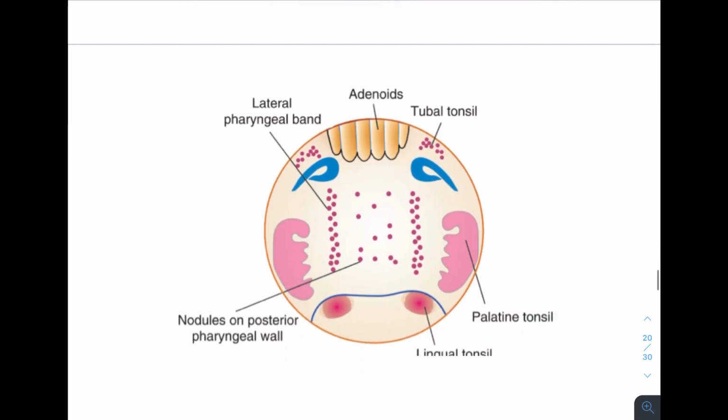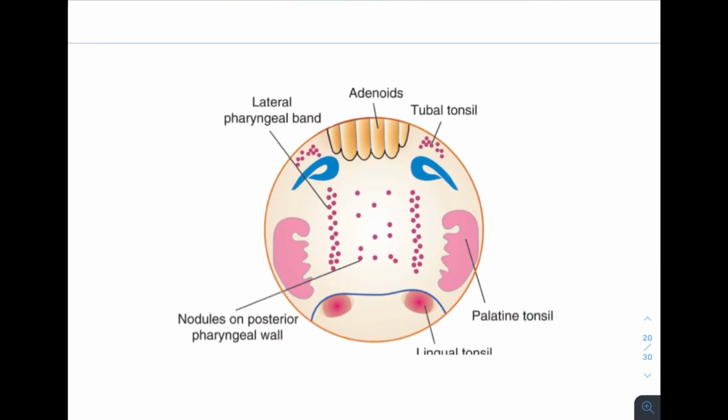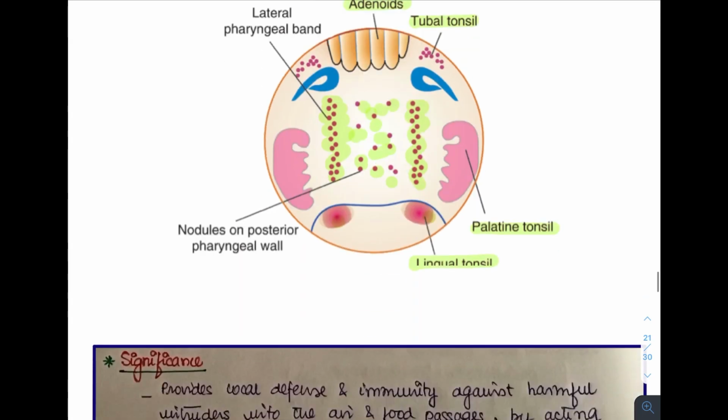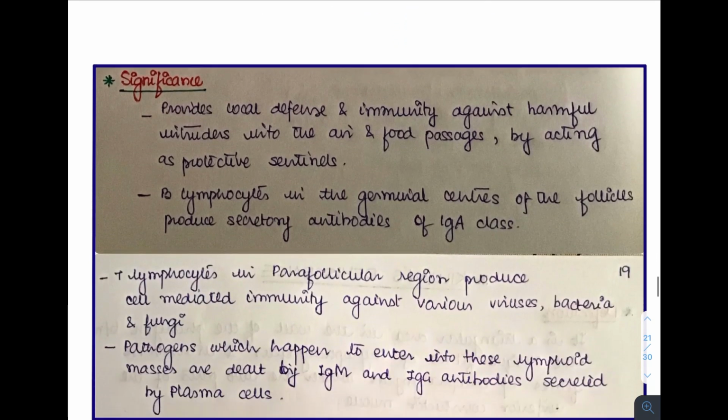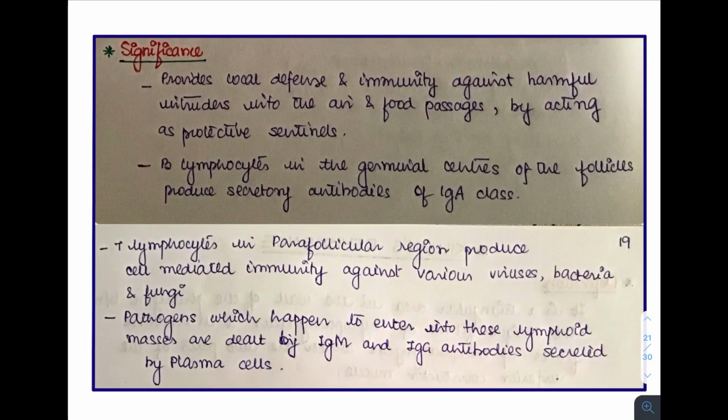Now, here as you can see, these are the structures of the inner ring. The adenoids, the palatine tonsil, the tubal tonsil, these are the lateral pharyngeal bands. These parts are the small nodular swellings on the posterior pharyngeal wall, and this is the lingual tonsil, as you can see over here. So, what is the importance of having this structure guarding the beginning of the aerodigestive tract?